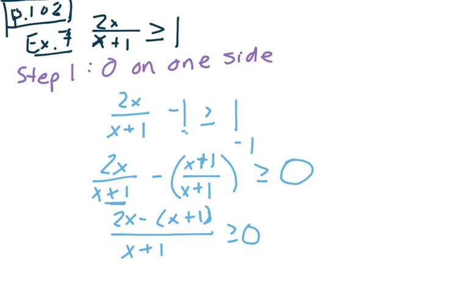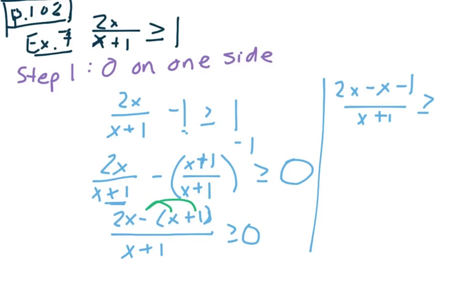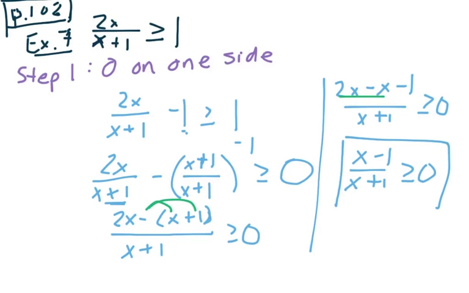We need to keep parentheses around it because we need to subtract the whole thing. So we'll distribute that negative, and that leaves us with 2x minus 1 over x plus 1 greater than or equal to 0. Combine these like terms, and we get x minus 1 over x plus 1 greater than or equal to 0. And this is what we'll use for the rest of the problem. So I'm going to write it at the top of my page so that we have it to look back at.